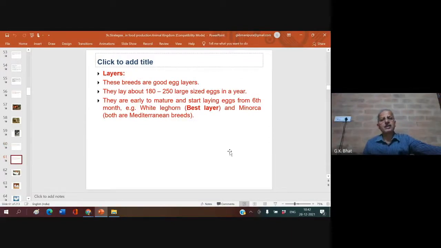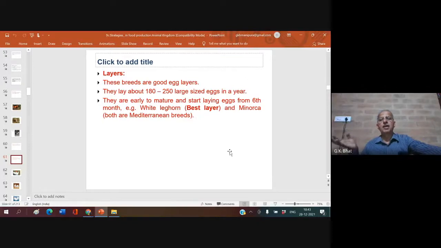What is called layers? Please remember, these are the birds reared for egg. Layers, these breeds are good egg layers. Layers are the birds which are reared for eggs. They lay about 180 to 250 larger sized eggs in a year. They are early to mature and start laying eggs from the 6th month itself. We want the layers to mature early so that they start laying the eggs. And they lay about 180 to 250 large sized eggs.